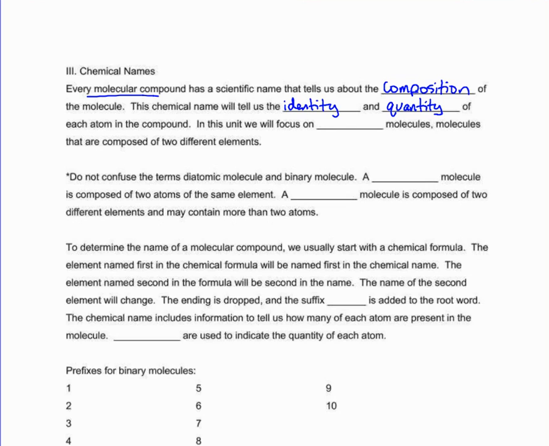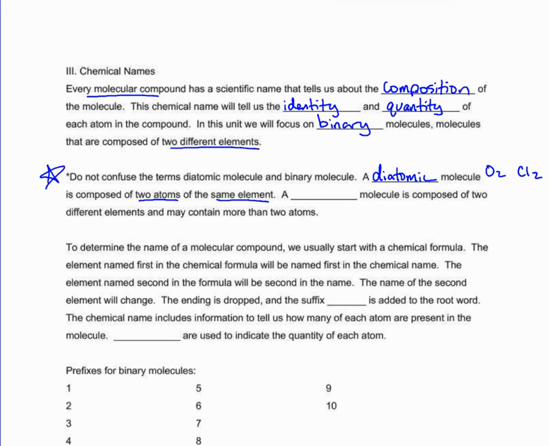So in this unit, we focus on something called a binary molecule. And these are molecules that are composed of two different elements. I have a note here. Please don't confuse the terms diatomic and binary. So a diatomic molecule is composed of two atoms of the same element. Remember, we had 7 of them. There was, for instance, O2, Cl2, and I've got a more exhaustive list on the first page that you can go back and look at.